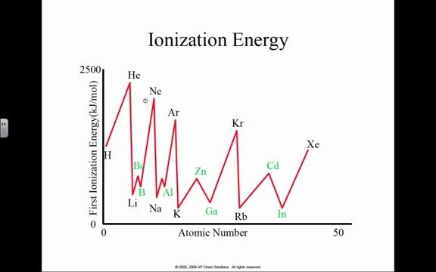Here's a graphic representation of ionization energies. Notice that the noble gases all have the highest ionization energy because they have filled sublevels, therefore they are not going to remove an electron very easily. And as we go down, those electrons are further away from the nucleus, therefore easier to remove.